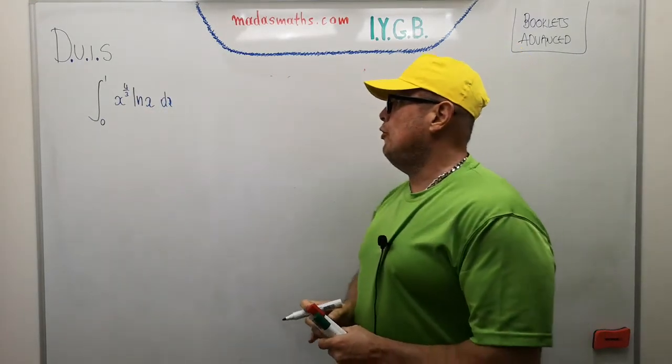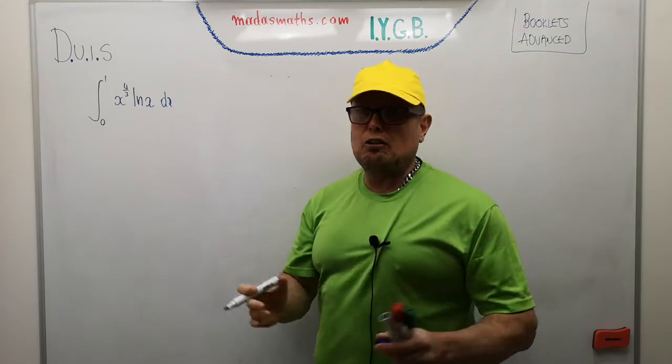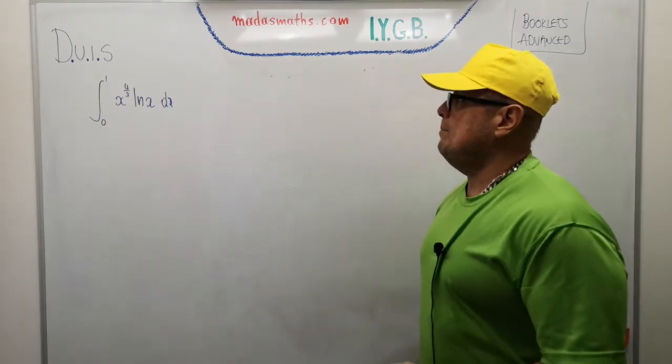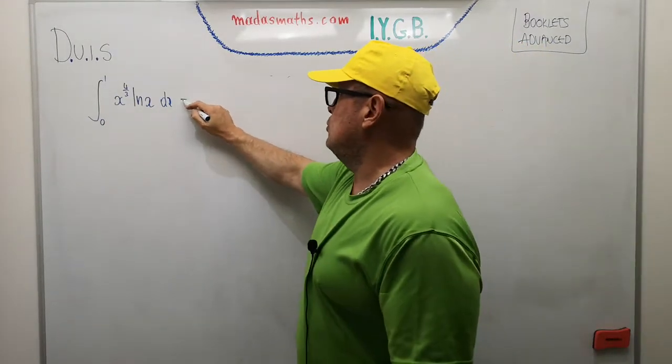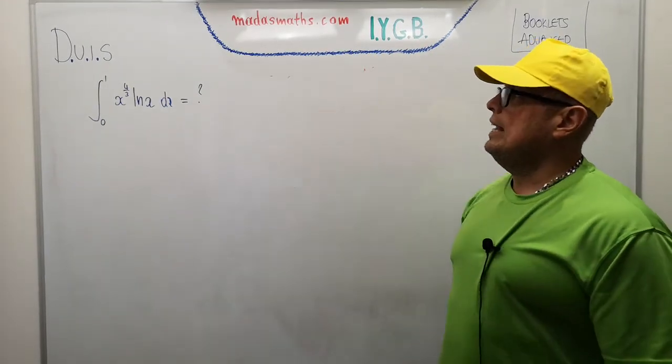Of course, is this a difficult integral? Absolutely not. It's just a single integration by parts. The only thing is it's improper because of the limits. So the question is, what is that equal to? And where do we start with something like this if we want to use these techniques?